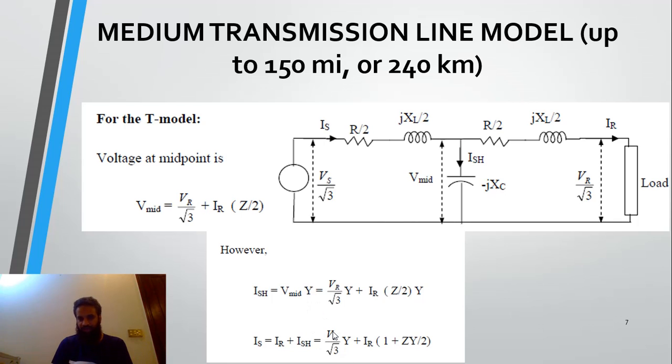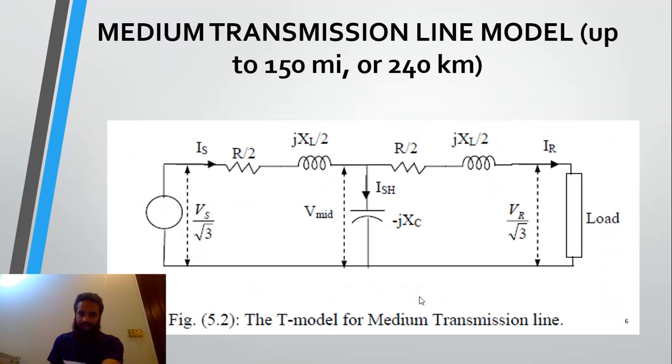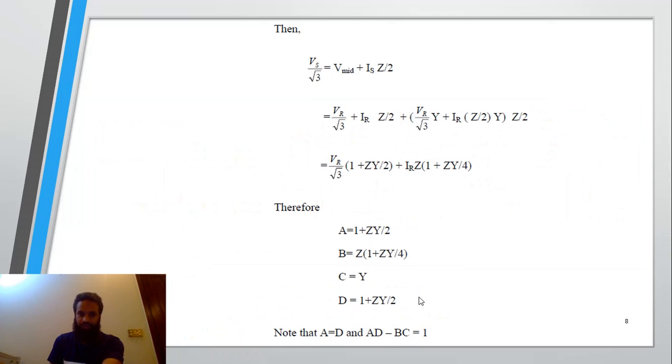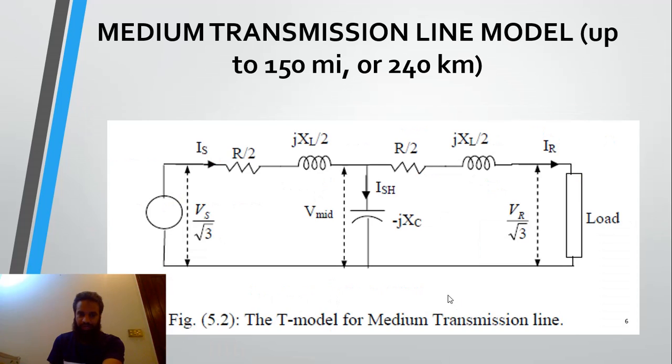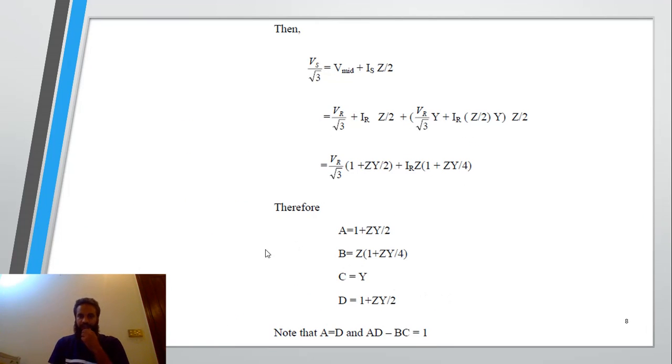So it would be VR divided by under root 3 Y plus IR into 1 plus ZY divided by 2. ZY by 2 is from this one, and we took IR common. So this IR and this IR will make it 1 plus ZY divided by 2. So we have two equations. One is for the IS and the second one is for the VR.